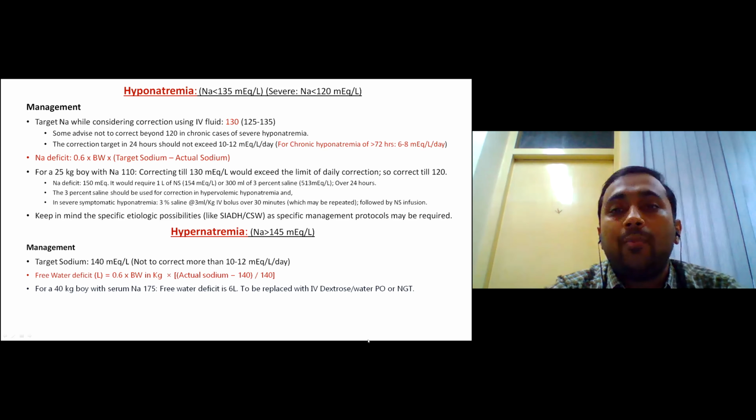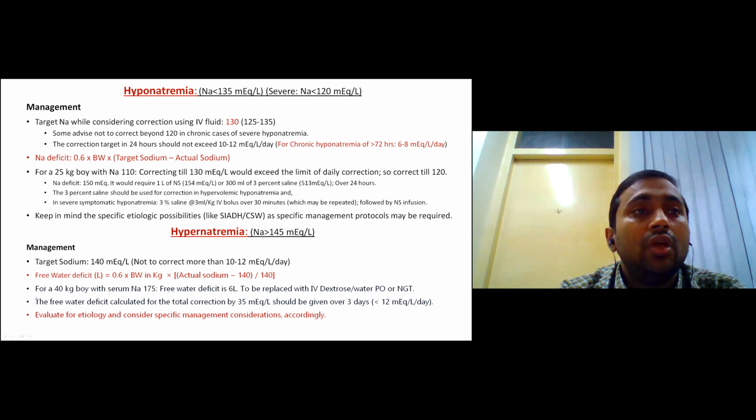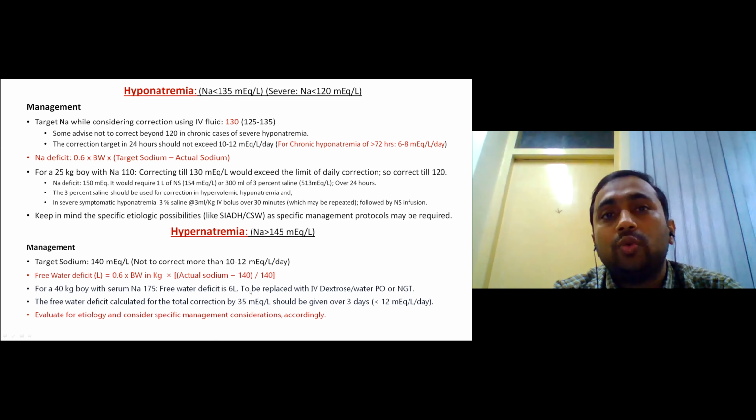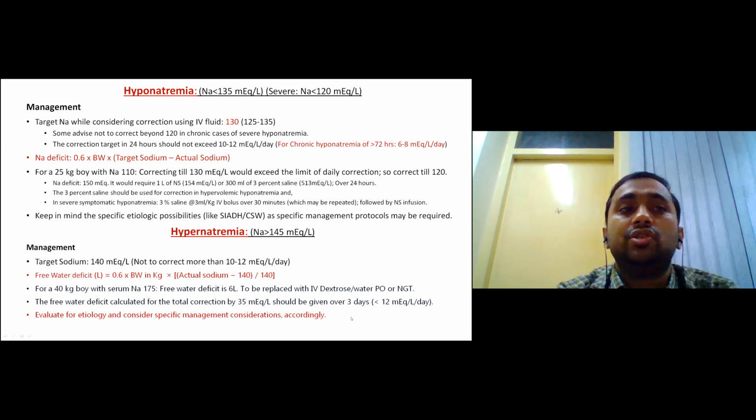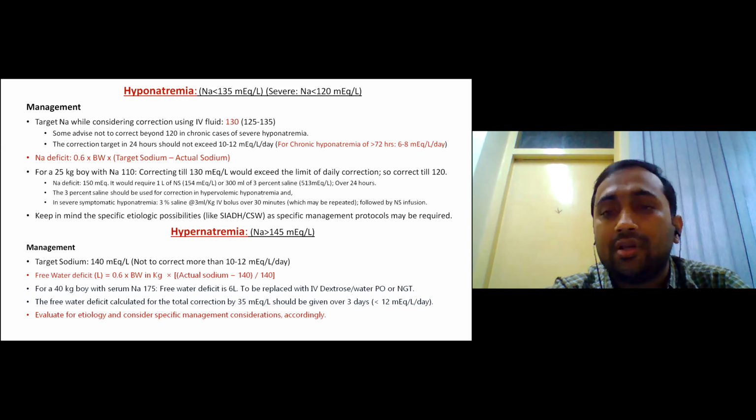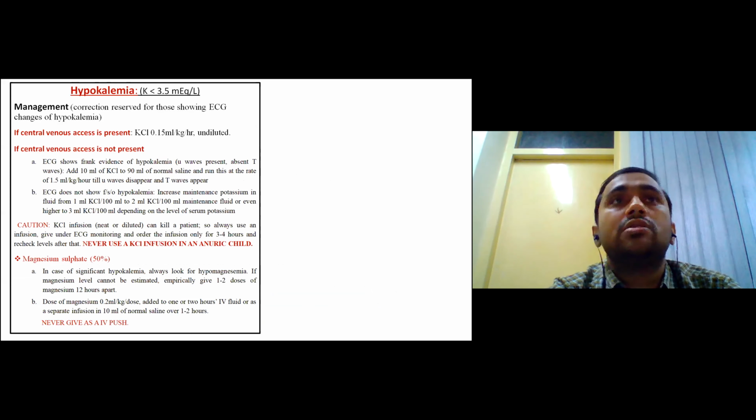You can use a very hypotonic saline, but again, there is a formula for that. For that, we have to calculate the actual volume of that hypotonic saline, but generally that's not preferred. We have to correct it with IV dextrose. So here we have to note that this free water deficit of 6 liters has been calculated for a total correction of 35 milliequivalent per liter. So we cannot correct this in 1 day. So it should be corrected in 3 days. So this 6 liters of free water we would give over the period of 3 days. And again, in this case also, we have to evaluate for etiology and consider specific management according to the specific etiology. So etiological evaluation is a must in all these cases.